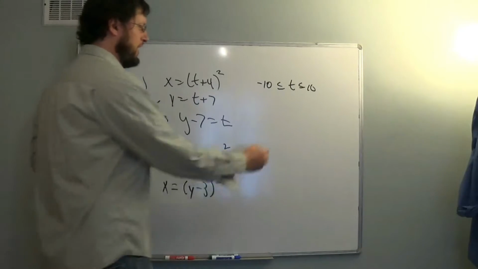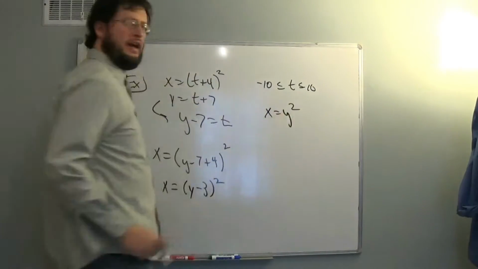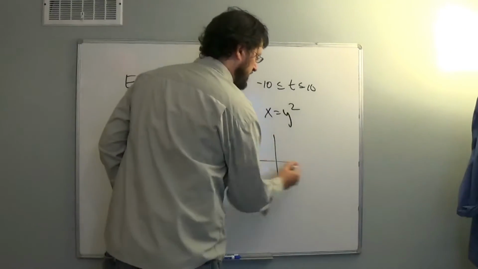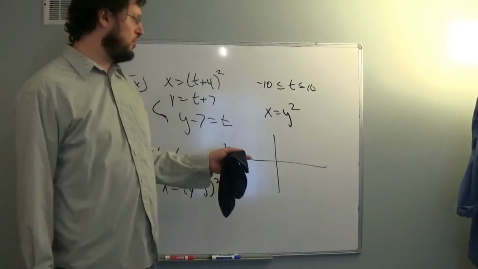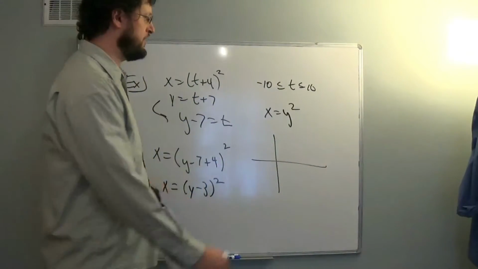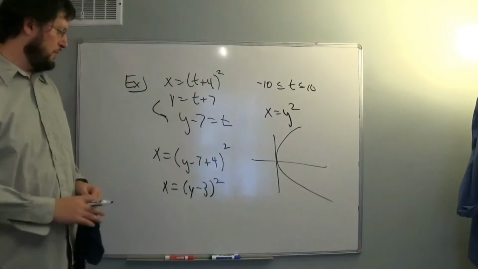Well, so this is just like a shifted version of x equals y squared. And x equals y squared is a parabola on its side. It's a parabola opening towards the positive x direction rather than the positive y direction because x and y are switched. So this is what x equals y squared would look like.